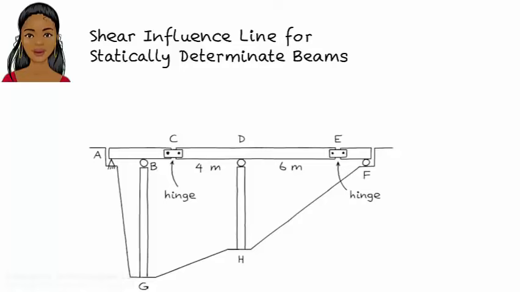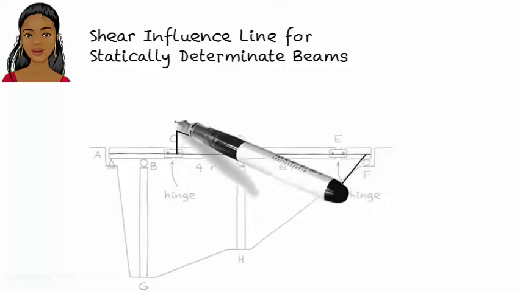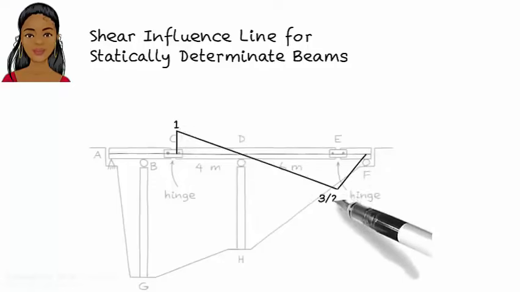An influence line is a diagram. It shows how a specific force in the structure changes due to a moving unit load. Here is the influence line for shear at C. Before I explain how the diagram is drawn, let me explain how to interpret it. The diagram shows shear values at C as a unit load moves across the bridge.